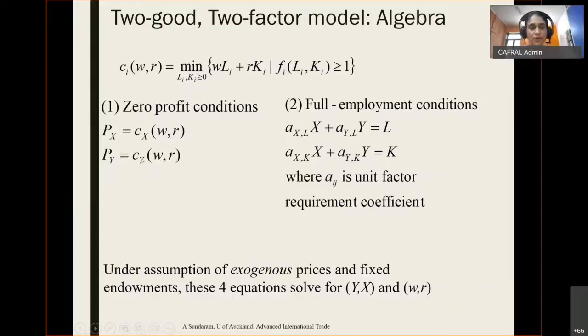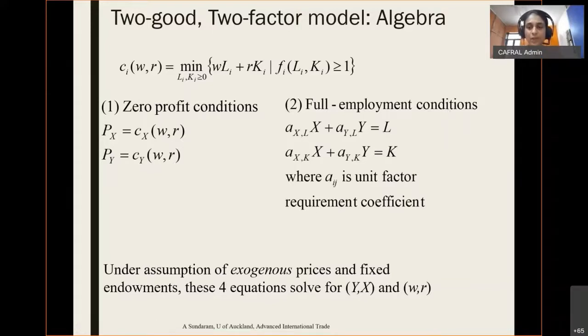Right? So the zero profit conditions give me W and R. I sub in, I get the AXs, right? AXL, AYL, AXK, and AYK. And then I'm going to appeal to the second set of conditions called the full employment conditions.